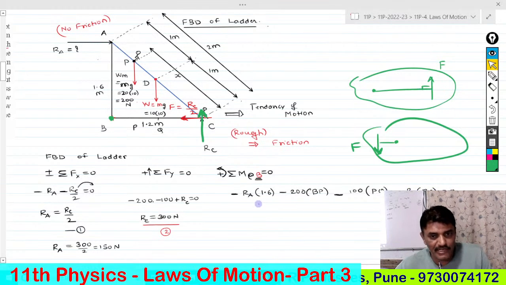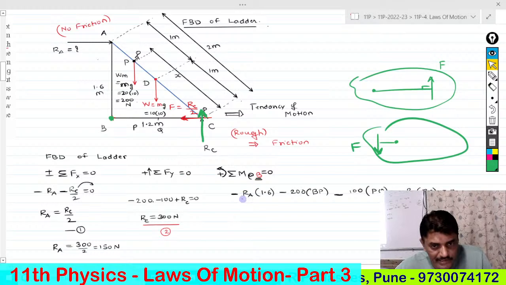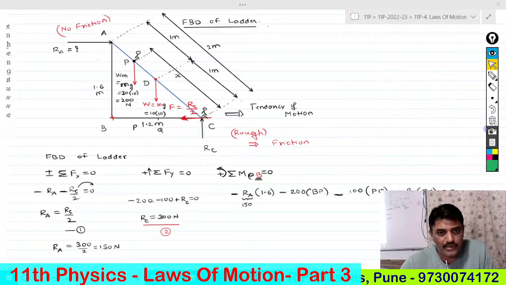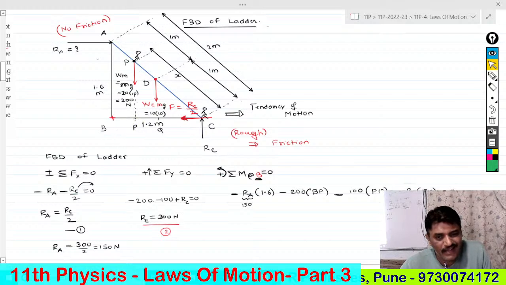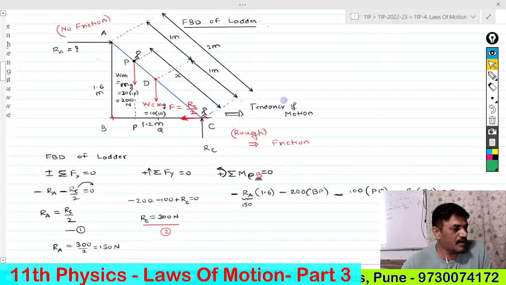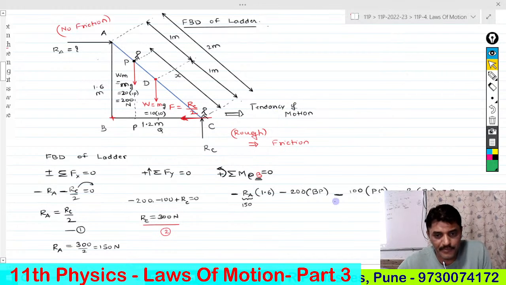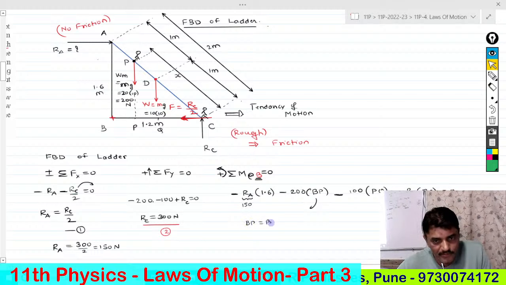Now let me write down this. RA is equal to कितना है? This is equal to 150. PB I have to find out. P मतलब this point is P. BC minus BP. Yeah, it is BC minus BP. BP मतलब I want to find out this distance. Now BP is equal to BC minus PC.